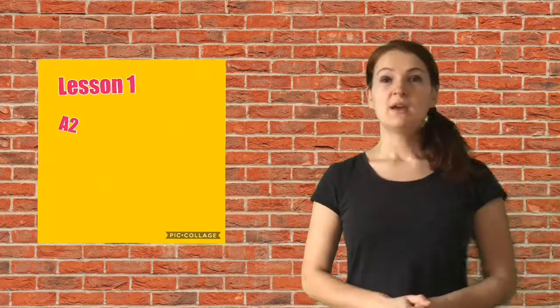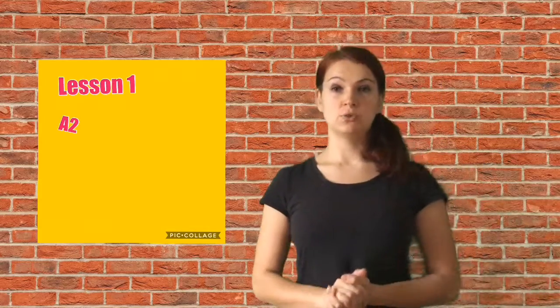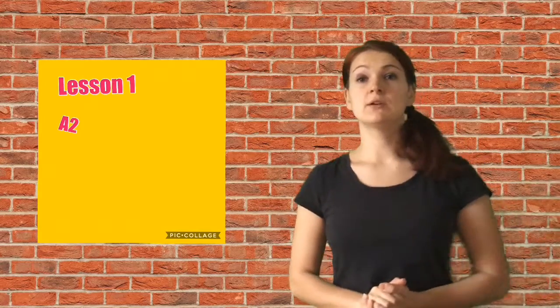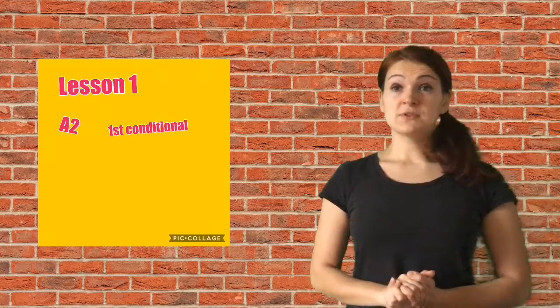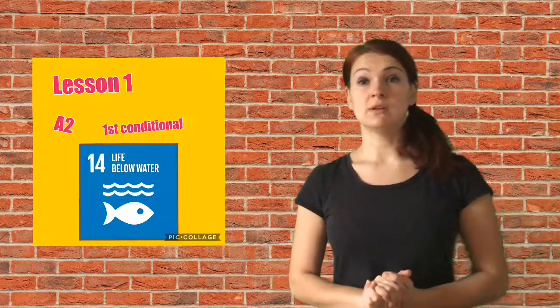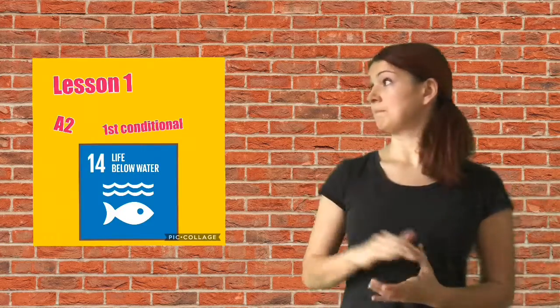Now some information for us teachers. You will be given instructions for 3 lessons of 45 minutes. Each lesson will be aimed at a different language level. The first lesson is suitable for A2 level. It is focused on practicing of the first conditional. As for the Sustainable Development Goals, we will aim at number 14.